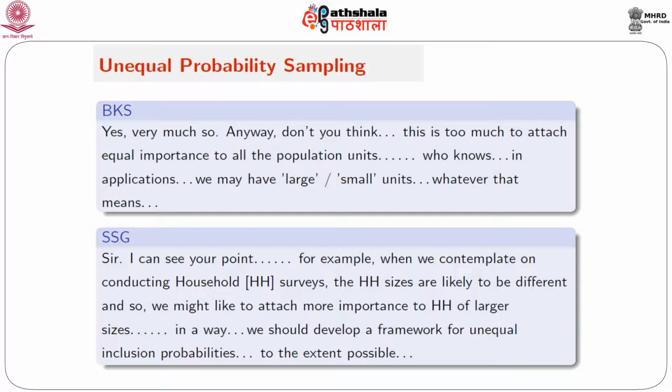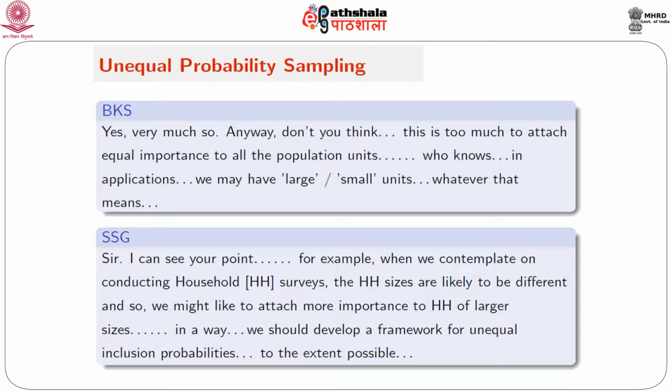Sir, I can see your point. For example, when we contemplate collecting household surveys, the household sizes are likely to be different, and so we might like to attach more importance to households of larger sizes. In a way, we should develop a framework for unequal inclusion probabilities to the extent possible. Yeah, this is what I wanted to point out to you. This household survey, the same thing we both are talking about. Why is it that a household of size 3 and a household of size 10 should have equal importance? There is no logic in that.